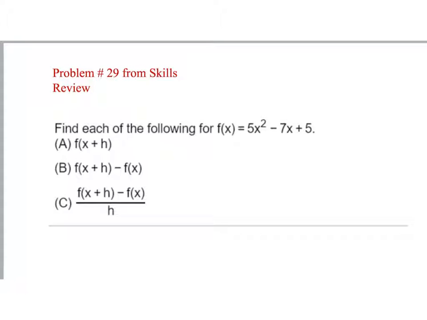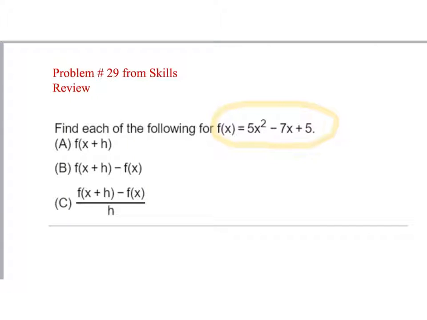This is problem number 29 from your skills review. And if your algebra skills are a little bit rusty, this problem, I'm sure, can be quite challenging. So I'm going to work through this one for you. And the particular example that we have here, which is f of x equals 5x squared minus 7x plus 5, is fairly typical for this kind of problem.